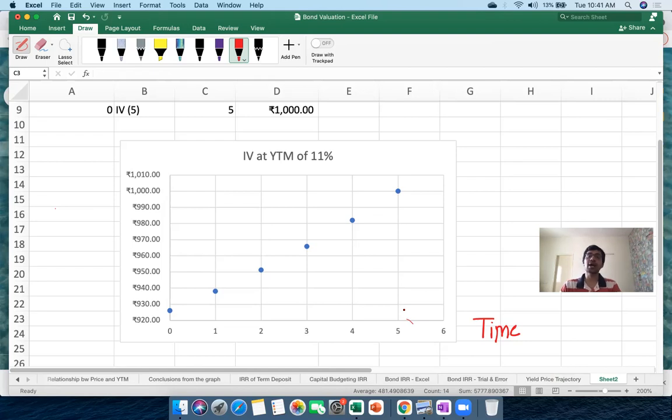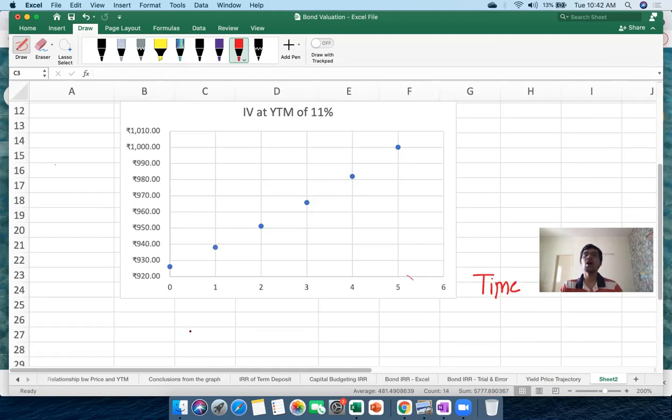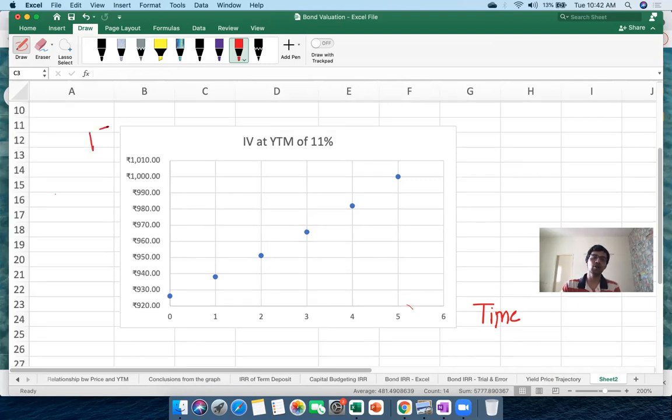What I've taken is where we are actually standing today. Initially I was standing at t equal to 0. After 1 year has passed, I was standing at t equal to 1, and so on. At the end of the 5th year, it means I was standing at t equal to 5, just 1 moment before the maturity of the bond. And on the y-axis, we have got the intrinsic value of the bond.